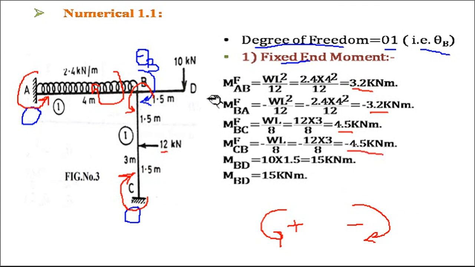Now for member BD, this 10 kilonewton load will act as a moment in this way. To resist this, there will be a moment at joint B in the opposite direction like this. As this moment is in anti-clockwise direction, it will be plus. Moment is nothing but force multiplied by distance, so 10 into 1.5, this value is 15. Now here MBD is not a fixed moment, it is only a moment, whereas these are the fixed moments.